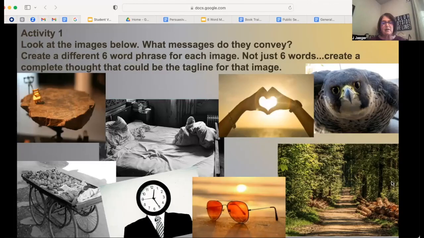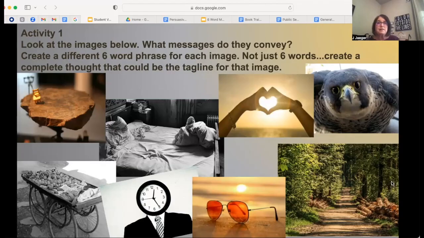What are they seeing? Or look at that man with a clock face. That's kind of interesting. There's a cart with, it looks like there's food in there. There's an empty rumpled bed. And then in the upper left-hand corner, there is a large rock that is precariously poised on something with a chair sitting on it. Now, every one of these could have a six-word phrase that goes with it.